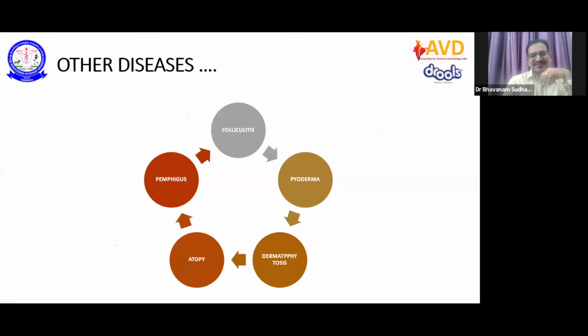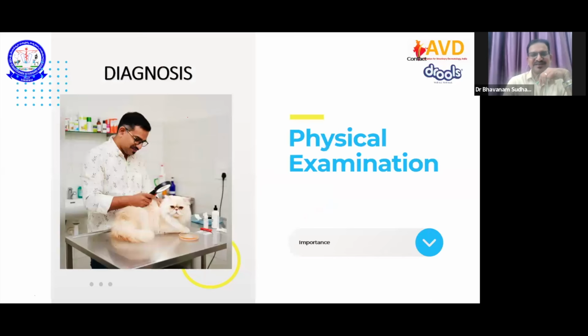What are the other diseases we have to suspect when we are discussing parasitic infections? That is folliculitis, inflammation of the follicle area, where we especially see hairless parts, followed by pyoderma, nothing but a bacterial infection. Next one is dermatophytosis, the fungal infection. Next one is atopy, where we see an allergic reaction to the environment or food. Next one is pemphigus, an immunological disorder. With all these diseases also, there is a possibility of clinical signs that mimic mange or external parasitic infection. Because we are discussing external parasites, we should know the other diseases where we see similar clinical signs.